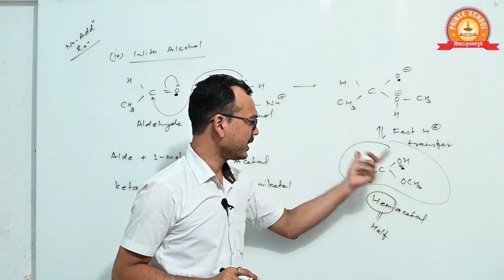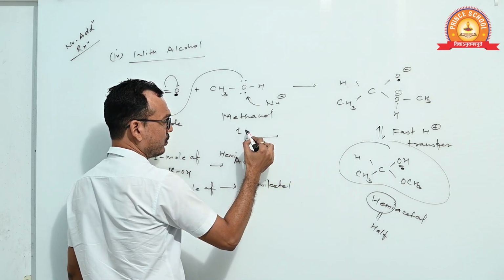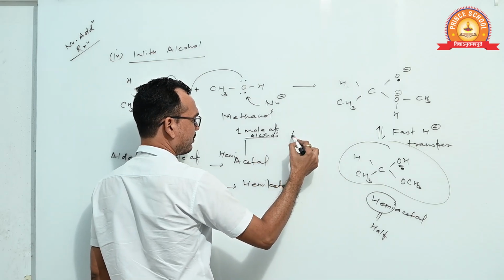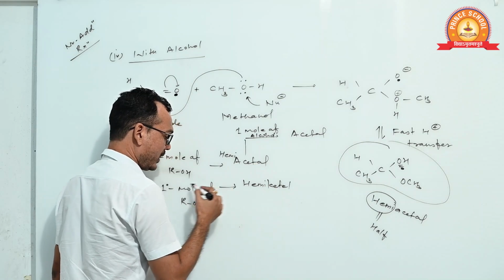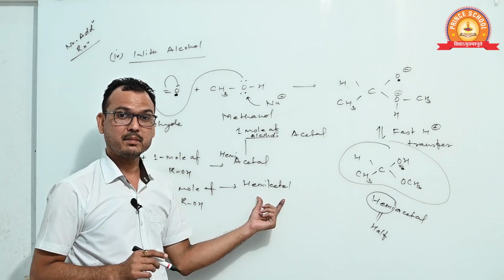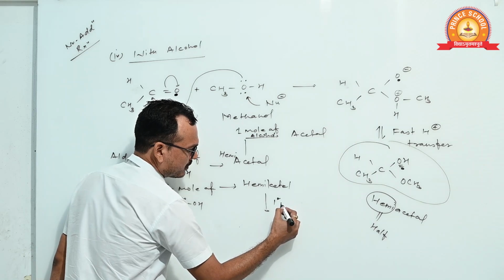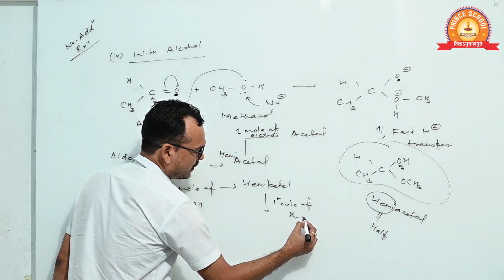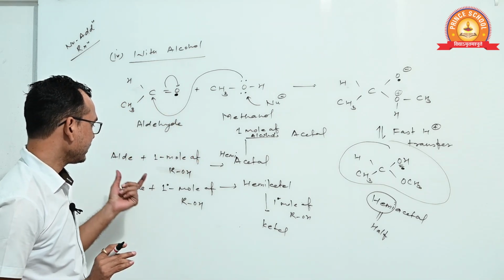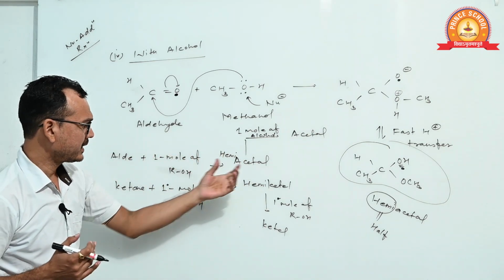If I react this hemiacetal with 1 more mole of alcohol, suppose hemiacetal again reacts with 1 mole of alcohol, then it converts into a complete acetal. When ketone reacts with 1 mole of alcohol, then it gives the hemiketal. When hemiketal further reacts with 1 mole of alcohol, then it converts to the ketal. Clear? It means when aldehyde reacts with 2 moles of alcohol, then it gives the acetal.